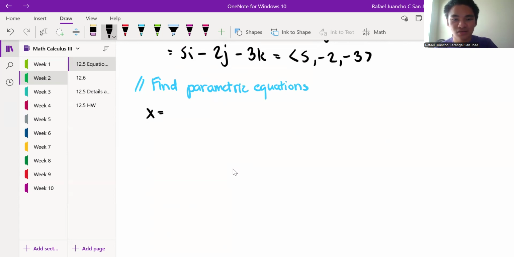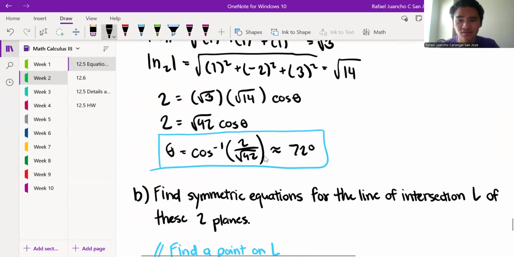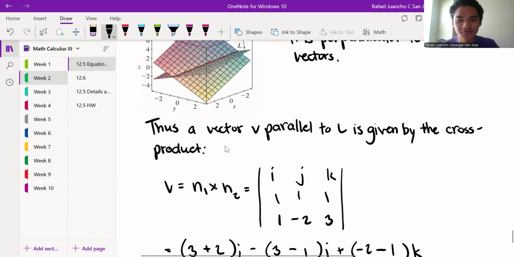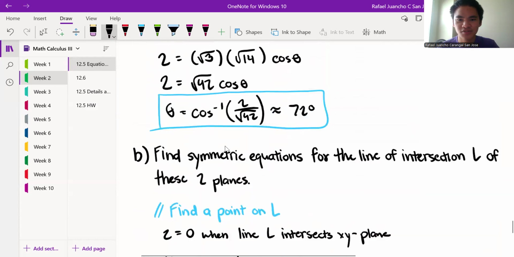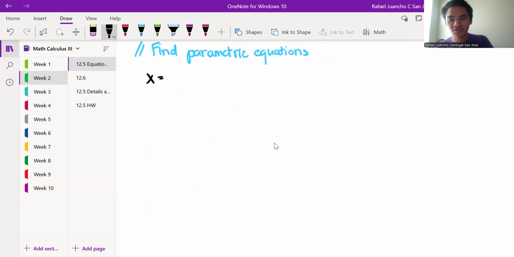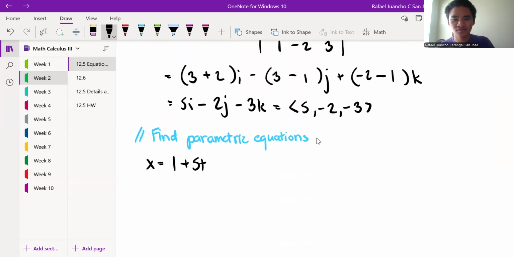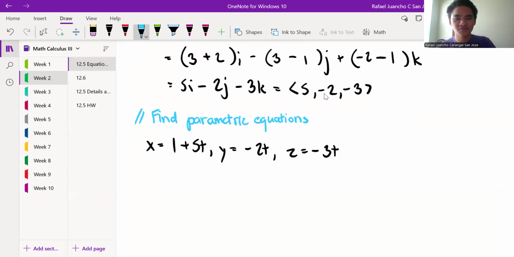Well, we have x equals x naught. x naught is our initial point, so it's just 1. Our initial point was 1, 0, 0. So this is x equals 1 plus 5t. Our y is just 0, so minus 2t. z is minus 3t. There we go. Now from here I find the symmetric equations.